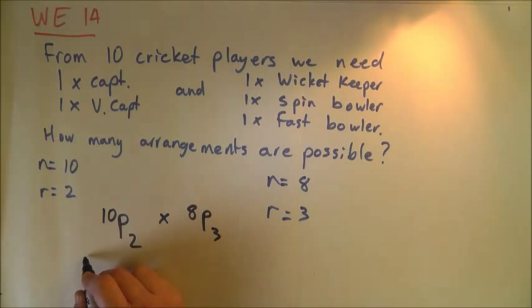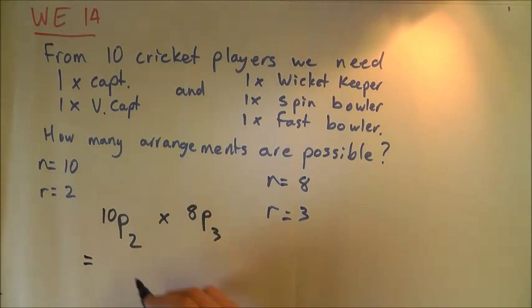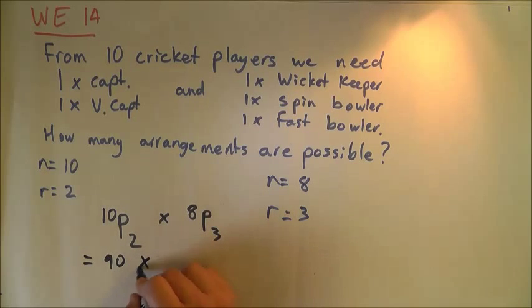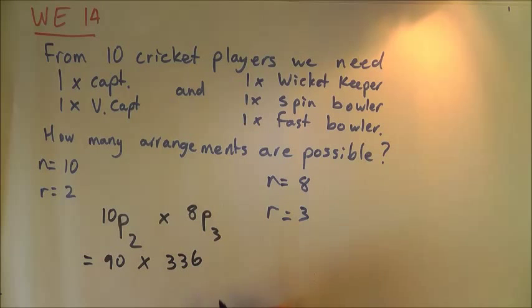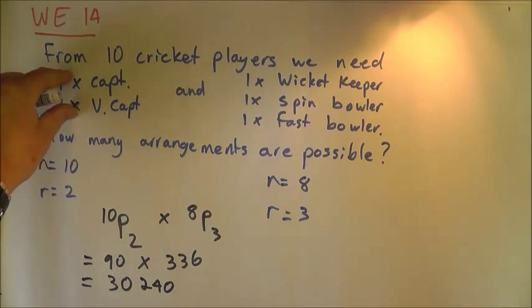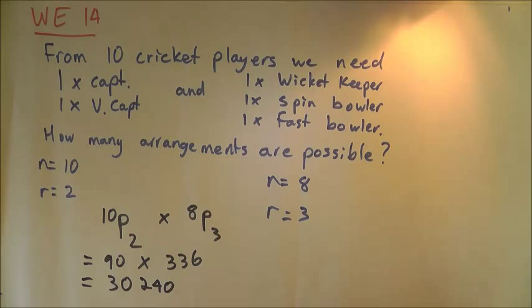Well, you can work out 10P2 is 90, 8P3 is 336. Multiply these together, 30,240 different ways of arranging these positions and these positions from our team of 10 players.